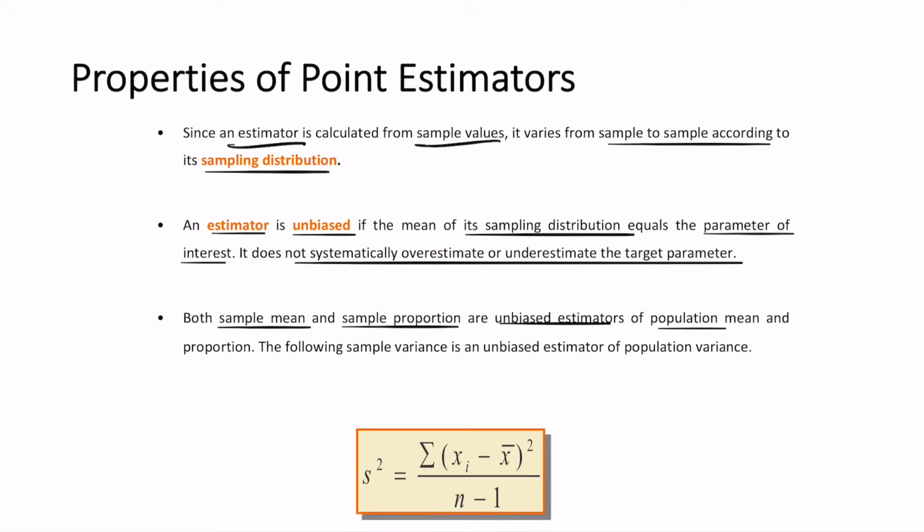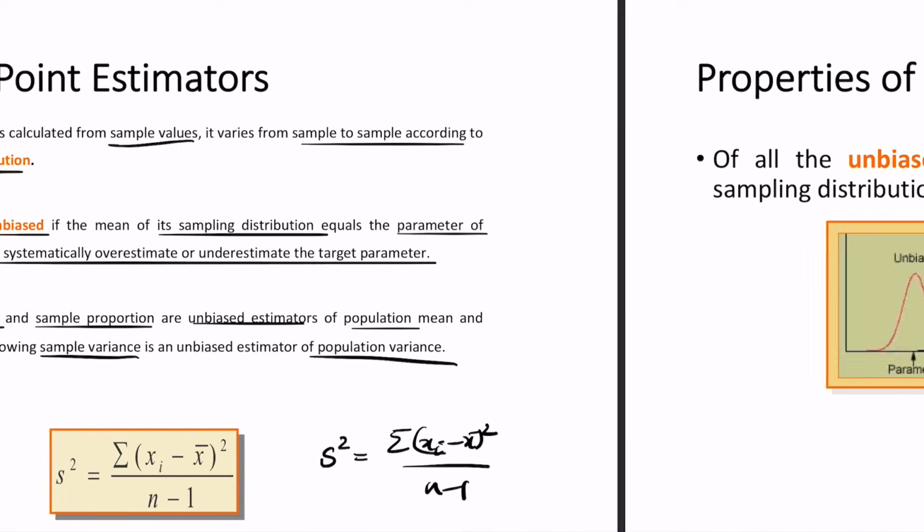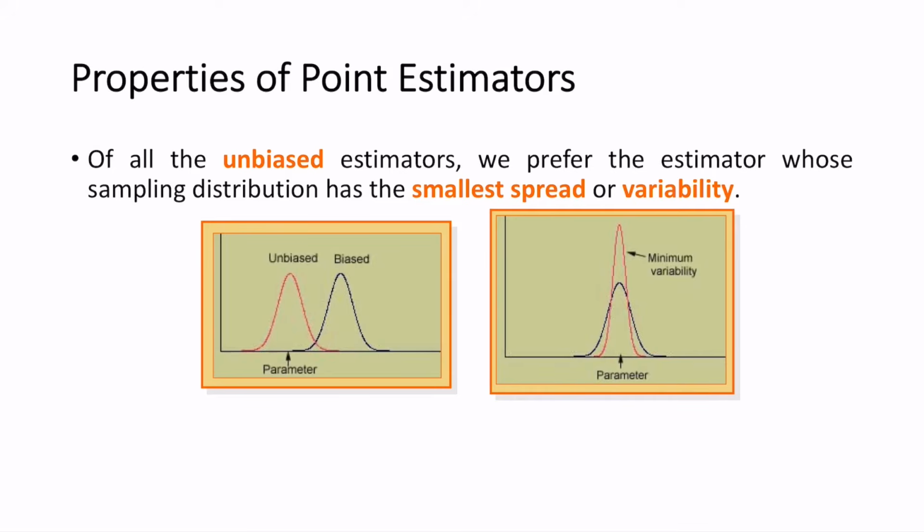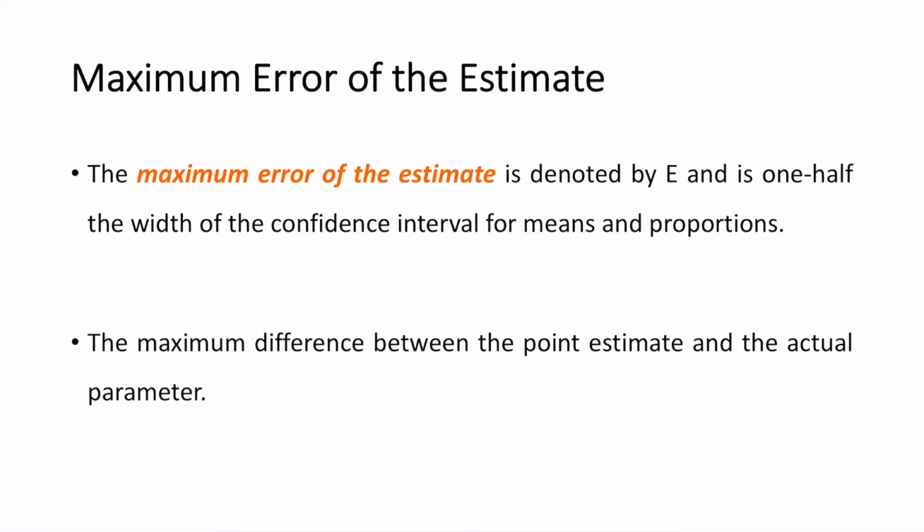Another estimator that we use is the sample variance, which is an unbiased estimator for the population variance. That is given by s square equals sigma xi minus x bar square by n minus 1. Of all the unbiased estimators, we prefer the estimator whose sampling distribution has the smallest spread or variability. So it should have the smallest spread possible.